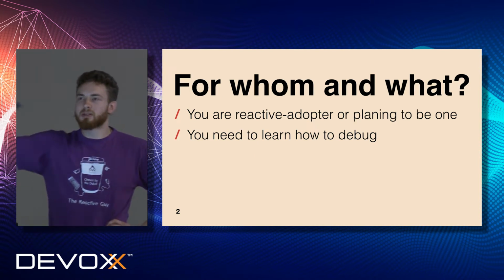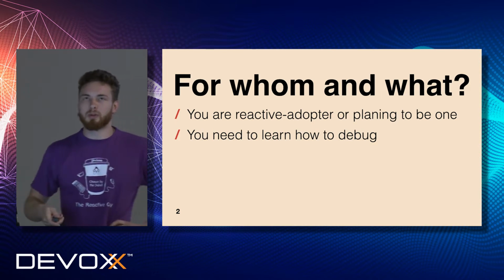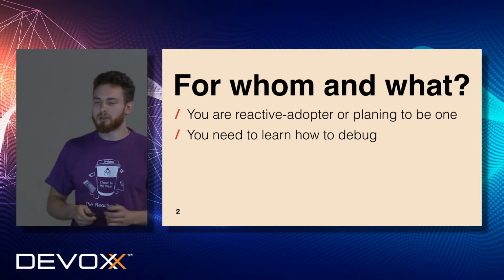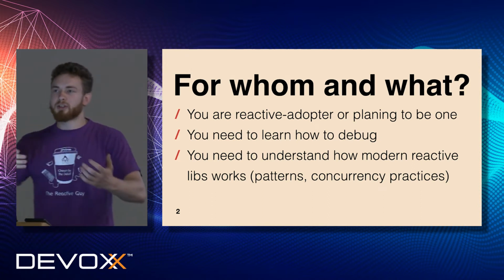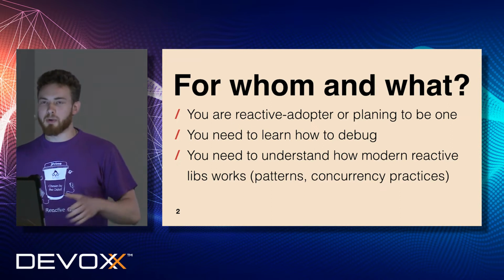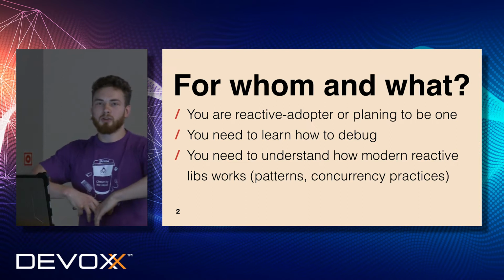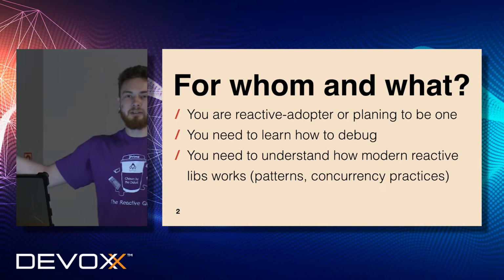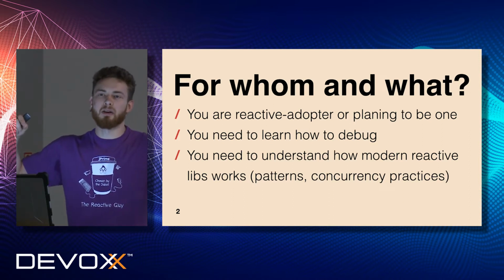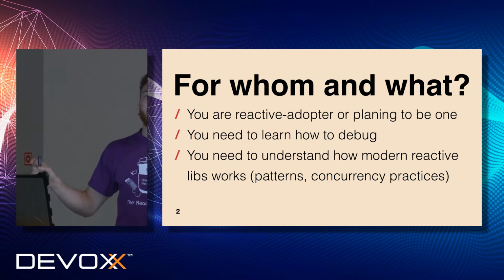So you will be able to debug everything step by step, because you will learn how it works. And the most important part: the internals of reactive libraries are not trivial. So we are not going to look at the plain API. We are going to look at the internals, so you'll learn what patterns are used under the hood and what concurrency practices are hidden inside. There are lots of concurrency patterns used to make everything non-blocking and asynchronous, so we are going to look at them.